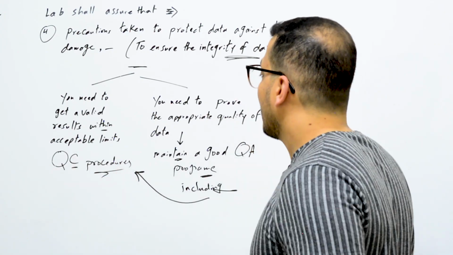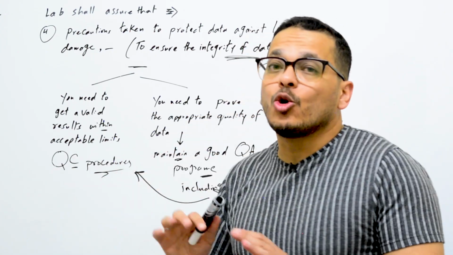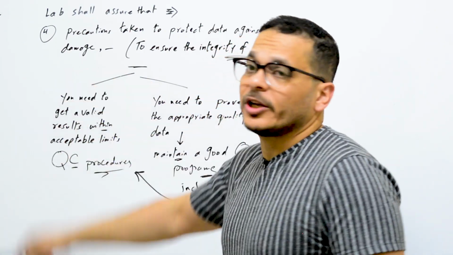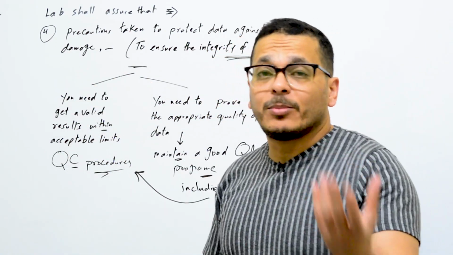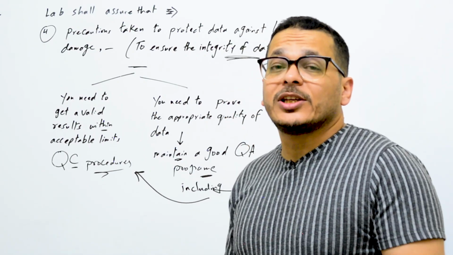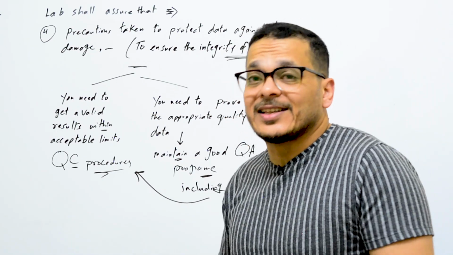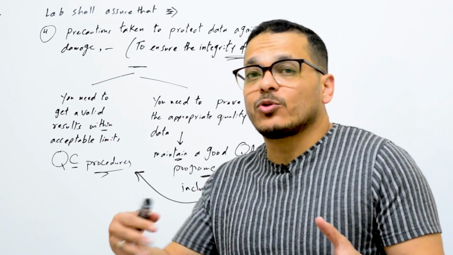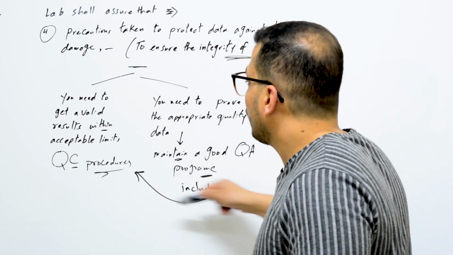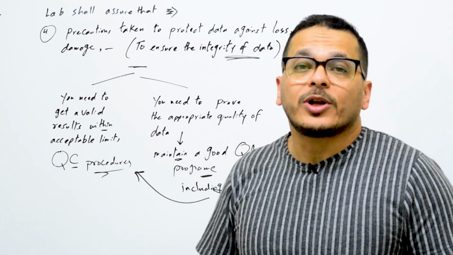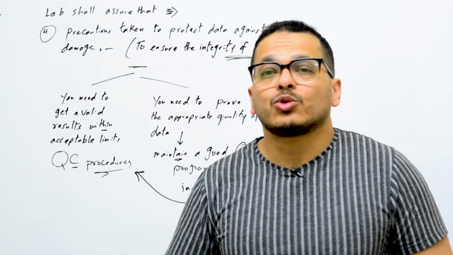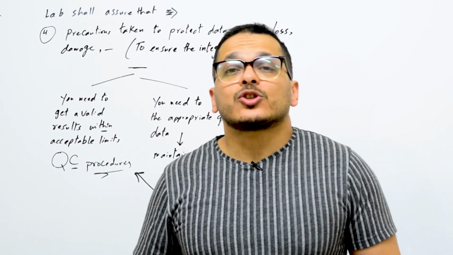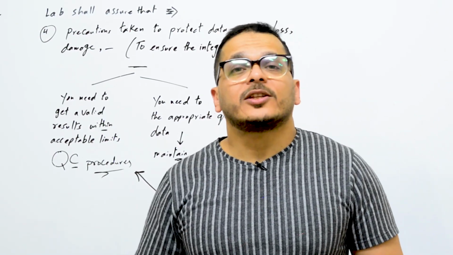You need to maintain a good quality assurance program, including quality control procedures, including that samples shall be representative, including some precautions taken to protect the data against loss, and also you should have traceability for the data generated. All of them will be under the quality assurance program, and quality assurance and quality control both are under the quality management system. That was the difference between quality control and quality assurance.